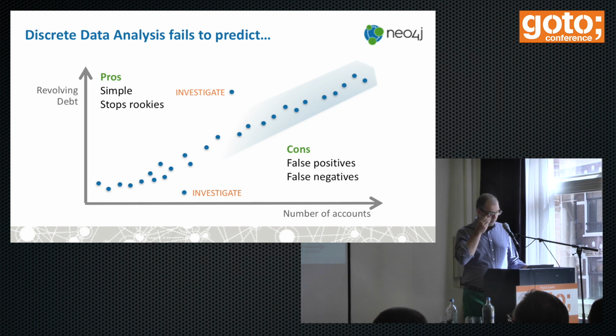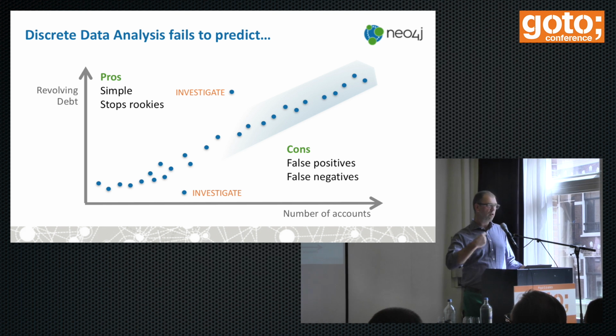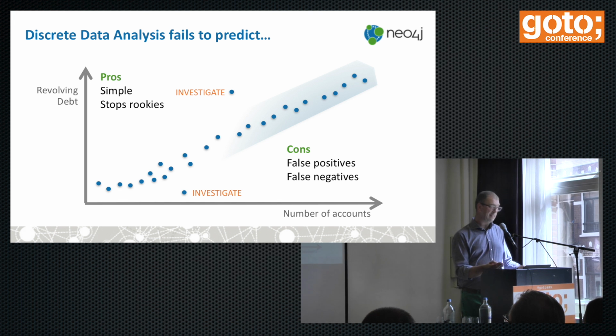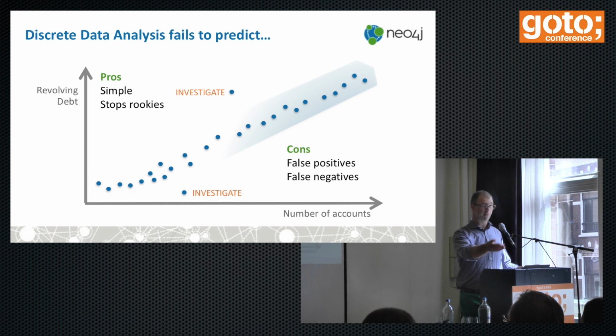The discrete data analysis strategy for this, where you look at the individual transactions, has been used for decades to try to single out these individual fraudulent cases. The problem with it is that it's really not stopping the advanced fraudsters. It's very simple. It stops the rookies, but it never stops the advanced fraudsters.